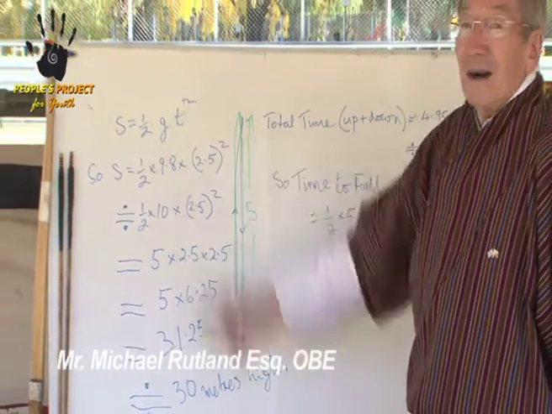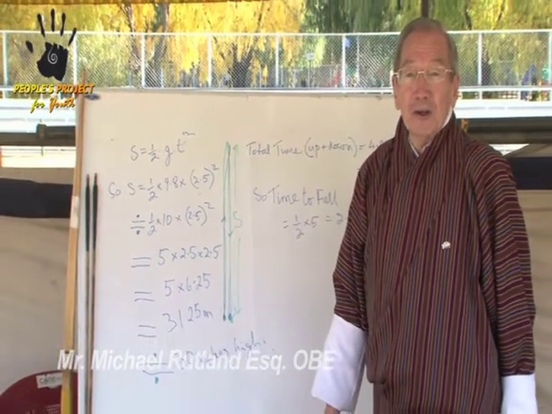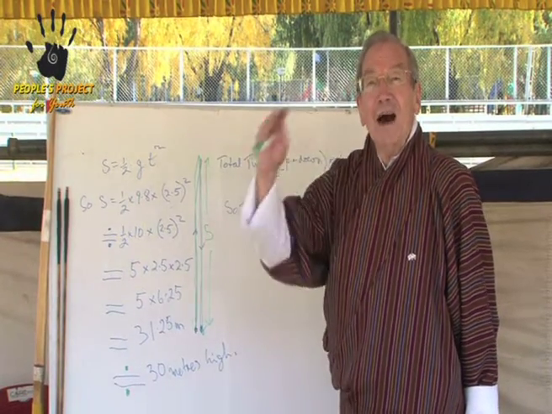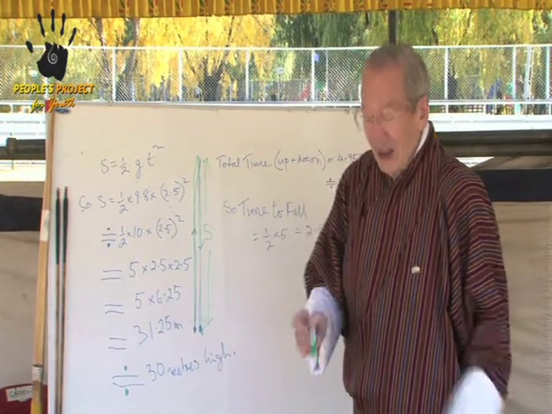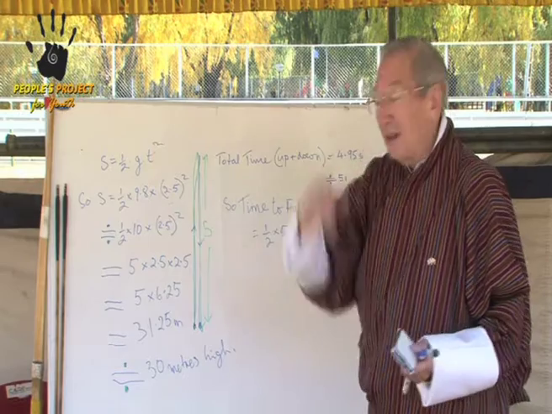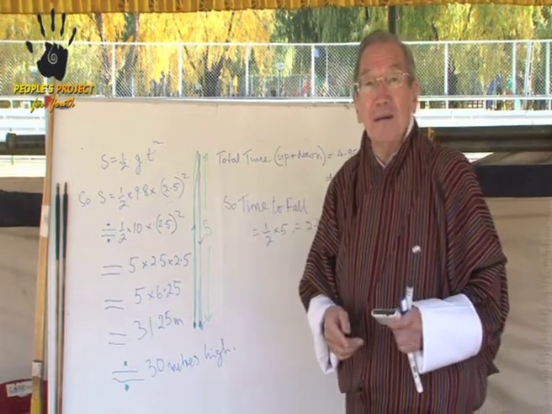So, next time you come to watch an archery match, bring a stopwatch with you, and you can see how high the arrow goes. Now, we're going to fire the arrow now, not vertically up, but at an angle, and see what we get from that.